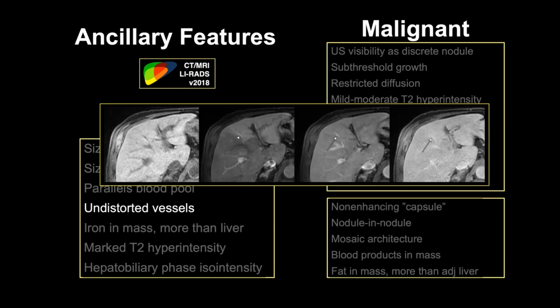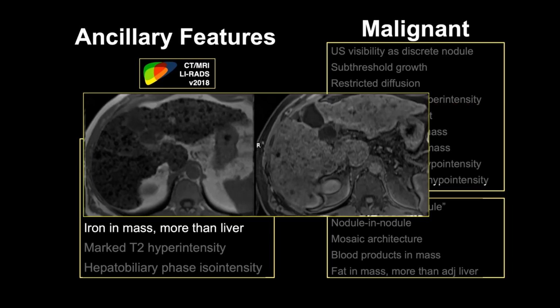Continuing on, you can see iron in a mass or observation more than the background liver, which are commonly referred to as siderotic nodules and frequently occur in the setting of cirrhosis. Pathologically, these are typically low-grade dysplastic nodules and therefore considered a benign imaging feature.